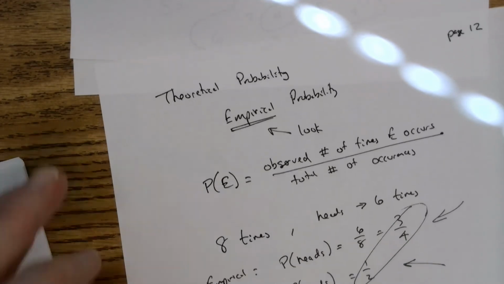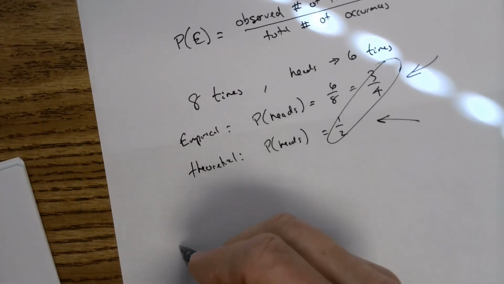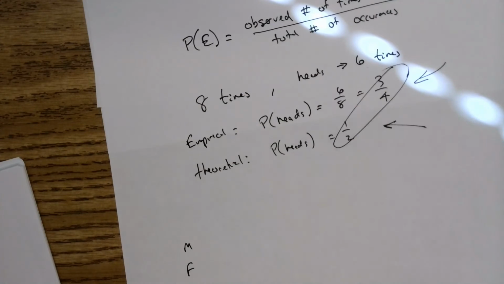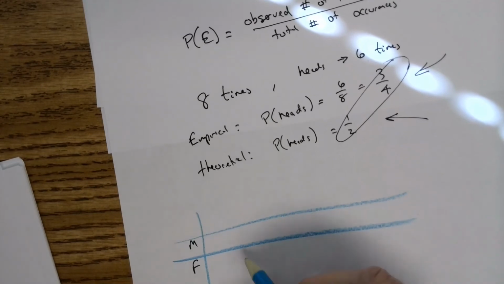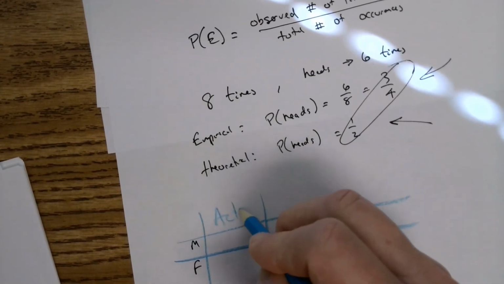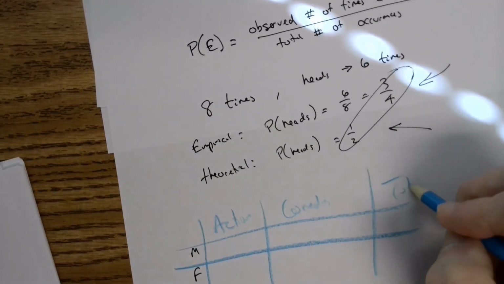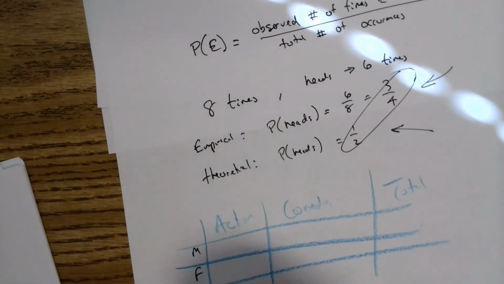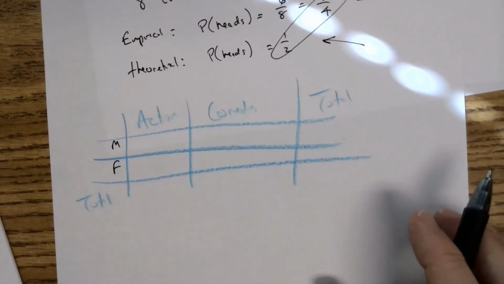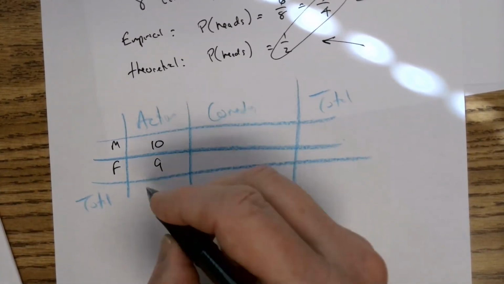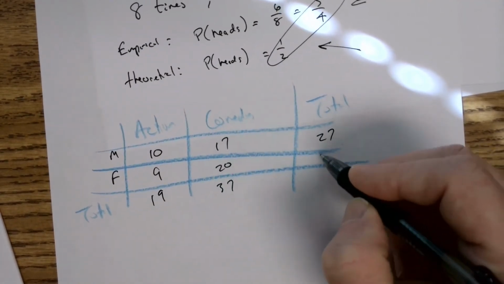Now, what happens is they come and they give us a table. Okay, so we got male, female, action, comedies, we got total here, and we have total down here. Okay, so there's this chart on page 12. Looks like that. There's 10, 9, 19 total, 17, 20, 37 total, 27, 29, 56.